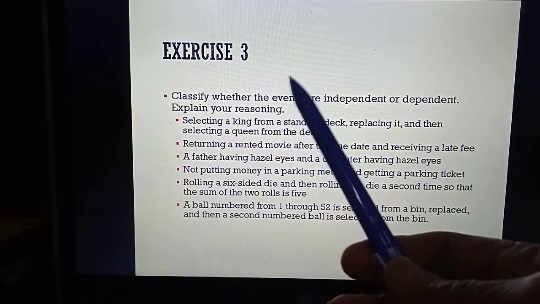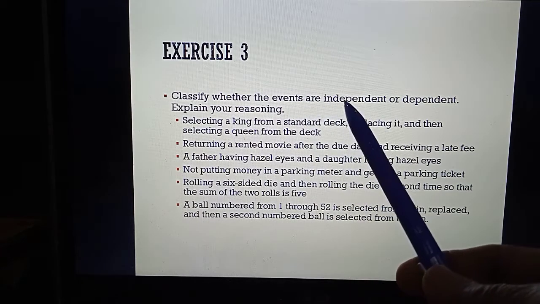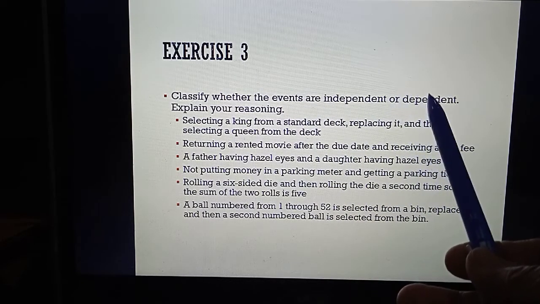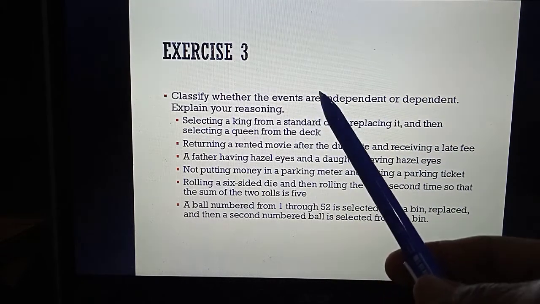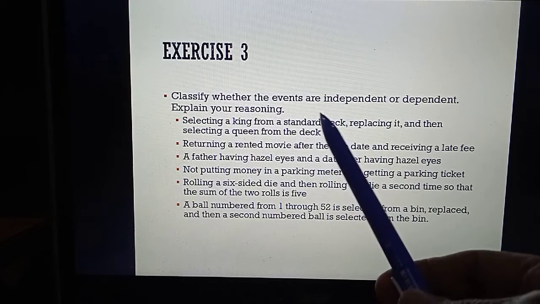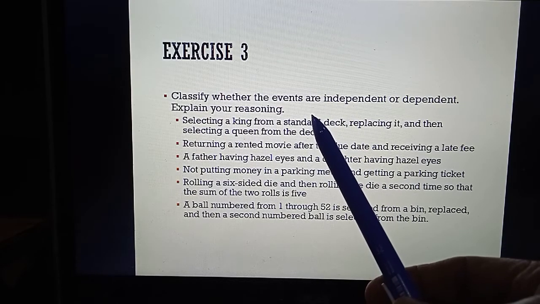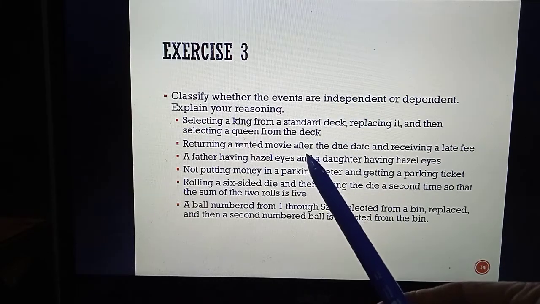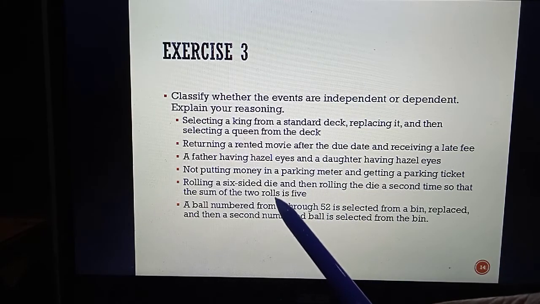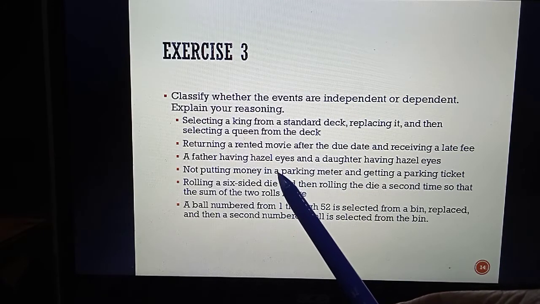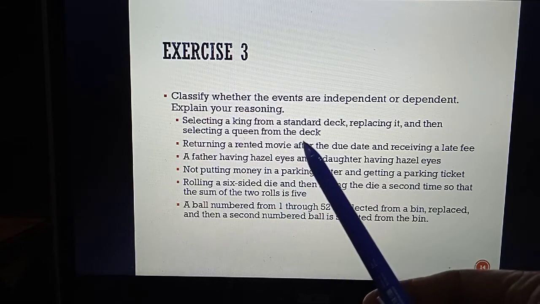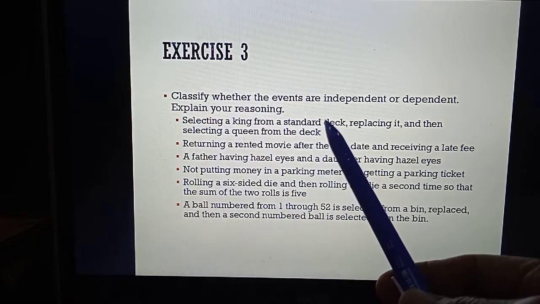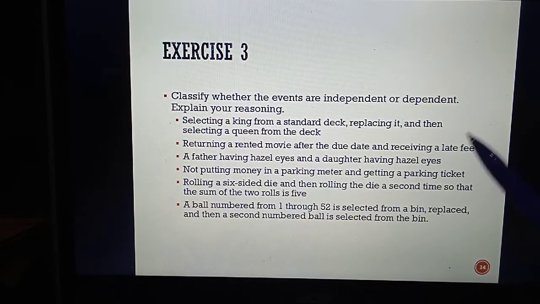Okay, for exercise 3, classify whether the events are independent or dependent, and then try to explain or give your reason based on the situation of independent or dependent events. Okay, so you need to read through the statement here and identify whether the two events are independent or dependent.